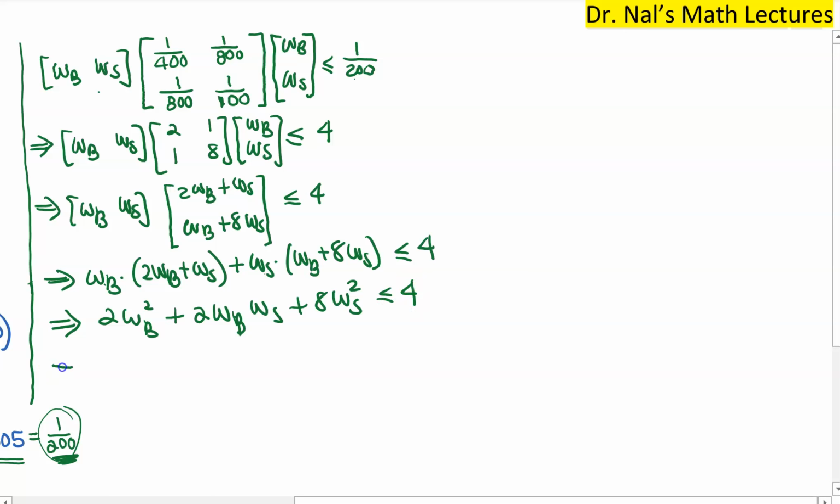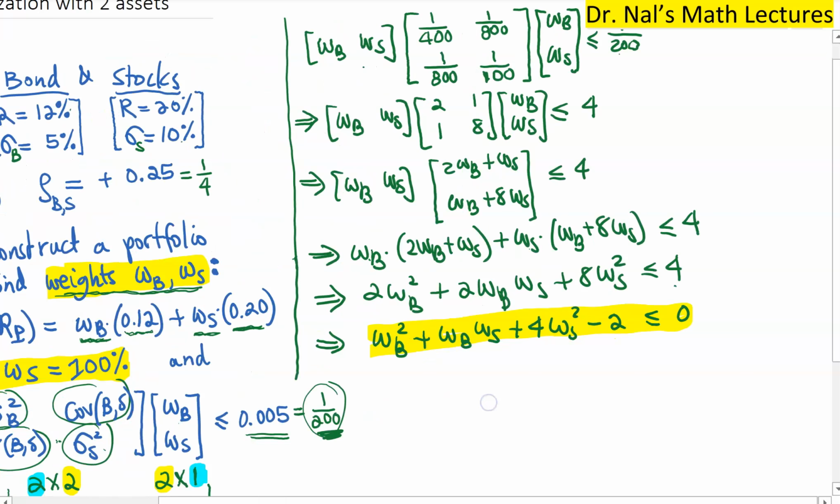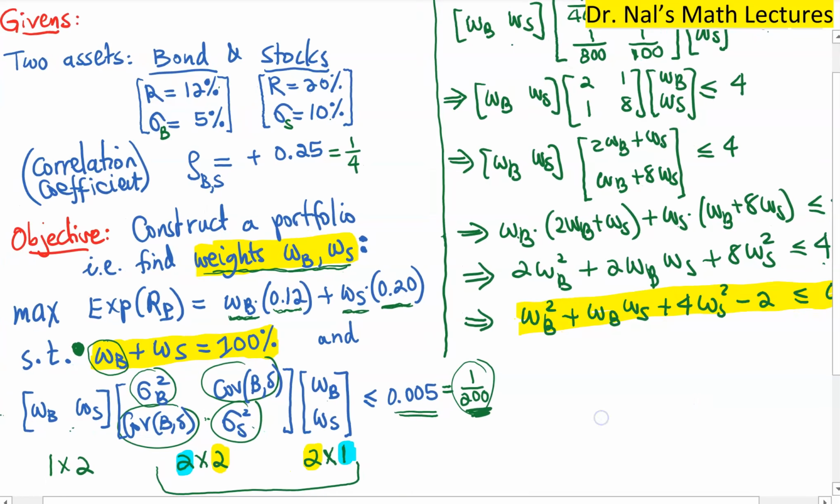We can divide both sides by 2 and then move that 4 to the left hand side. So it ends up being WB squared plus WBWS plus 4WS squared minus 2, since we decided to divide by 2, is less than or equal to 0. Now that we have that condition, we were able to significantly reduce it. So this is the condition that should replace the original condition with the matrix form. We no longer want to use the matrix form. This new expression is way simpler than the original one.